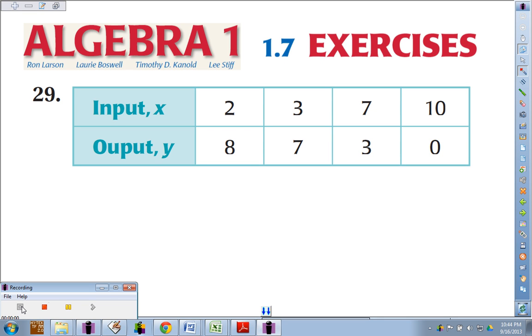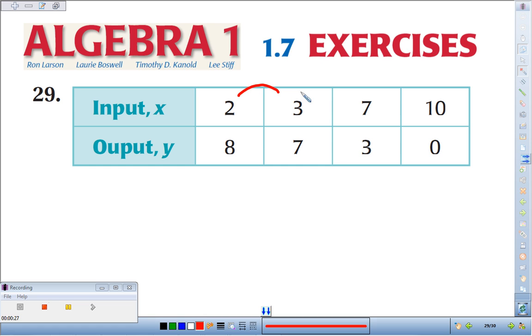In number 29, I forgot to put the directions here, but we're supposed to come up with a rule describing the relationship between our input and output variables x and y. So the first thing you always want to check for is, can I just add or subtract, multiply, divide? 2 plus 6 is 8, but 3 plus 6 is not 7. So I can't just add. Can I multiply? Well, 2 times 4 is 8, but 3 times 4 is 12. Can't do that either.